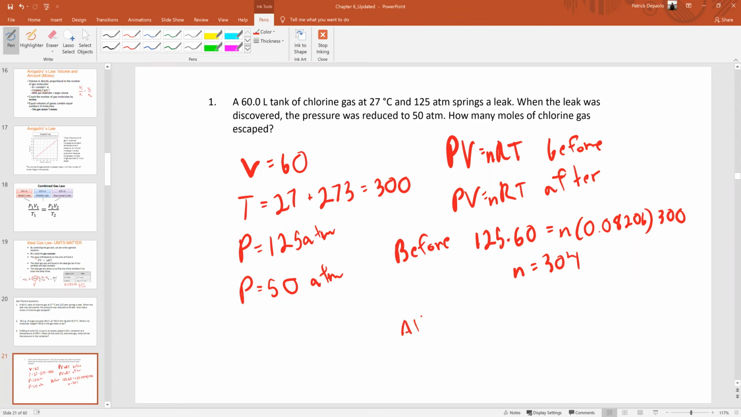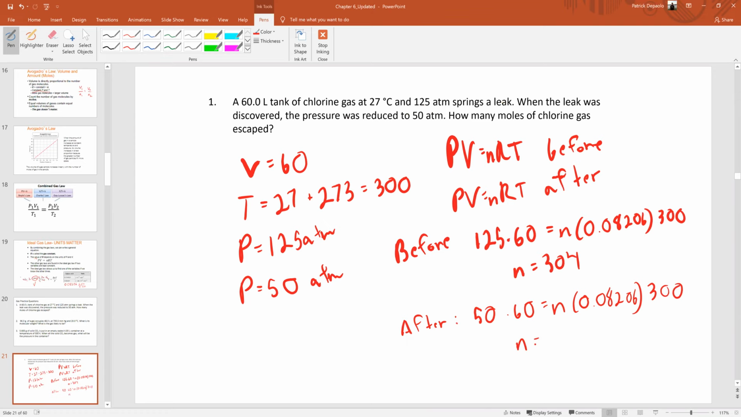Now after. Same thing. The volume doesn't change because it's a leak in the same container, a tank. So our volume's the same. Our pressure was reduced to 50. So 50 times 60 equals our new N times 0.08206, and the temperature remains constant as well.